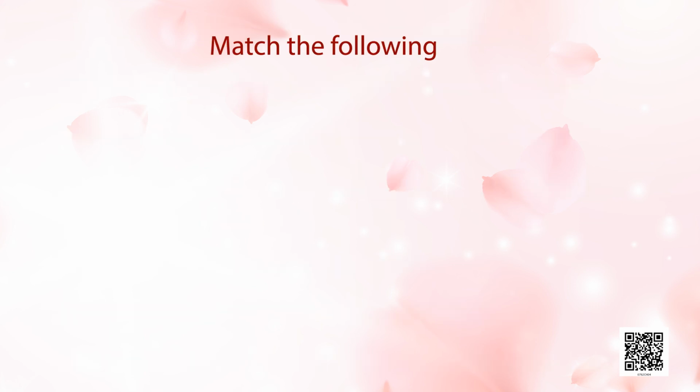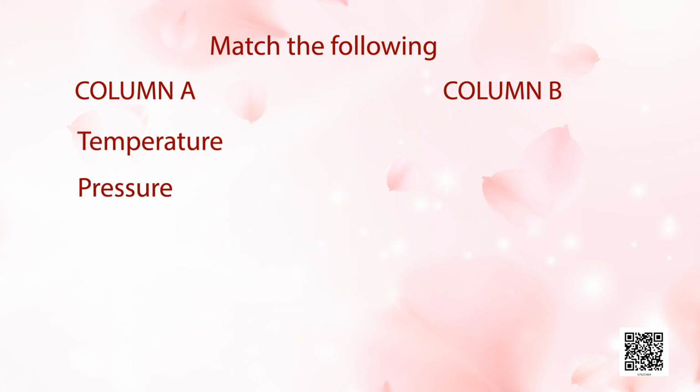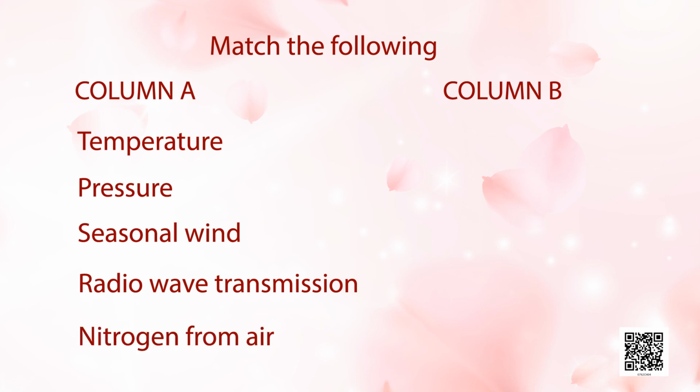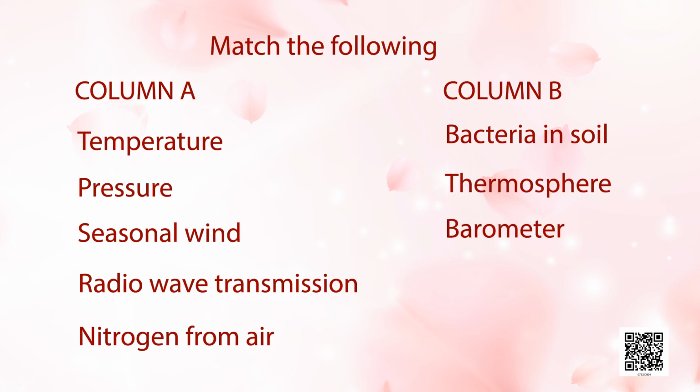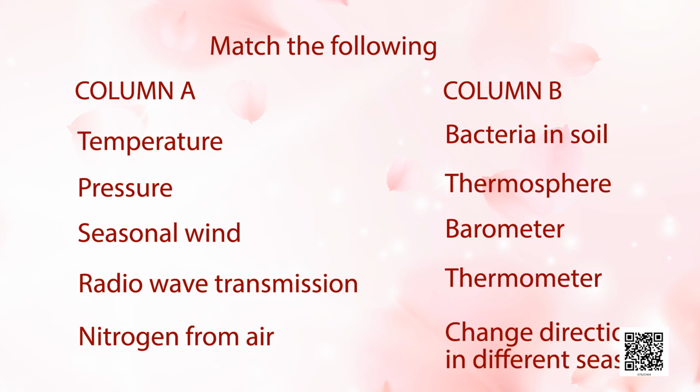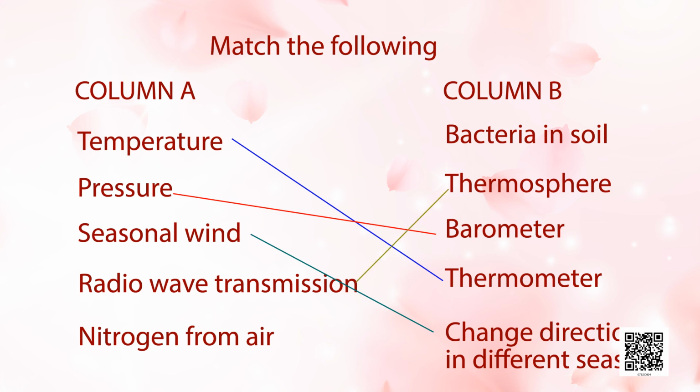Students, match the contents of column A with that of column B. Column A: temperature, pressure, seasonal wind, radio wave transmission, nitrogen from air. Column B: bacteria in soil, thermosphere, barometer, thermometer, change directions in different season. So students, match. Temperature is matched with thermometer, pressure with barometer, seasonal wind with change direction in different season, radio wave transmission with thermosphere, nitrogen from air with bacteria in soil.